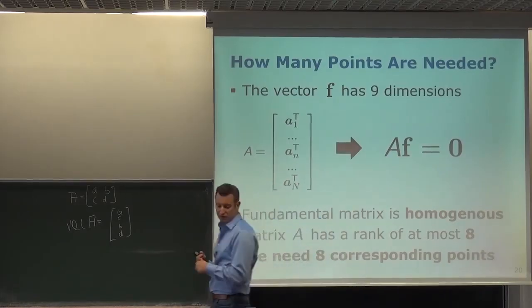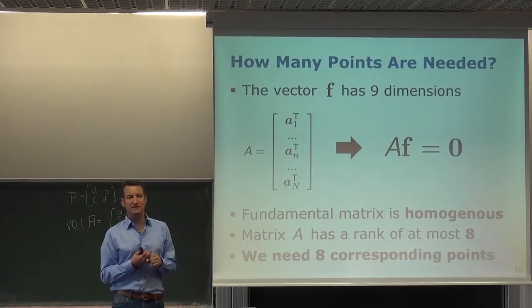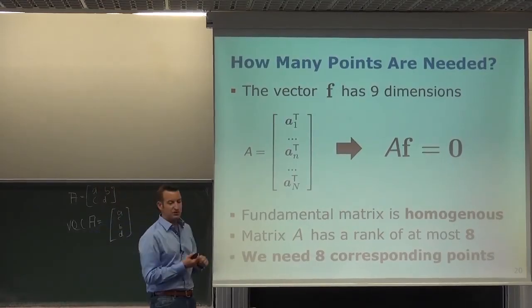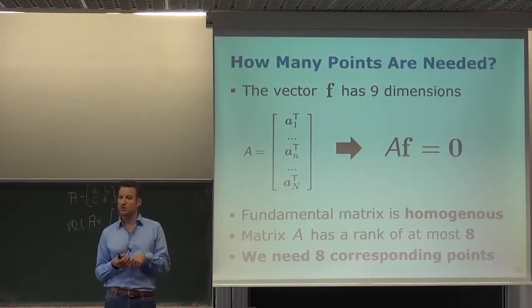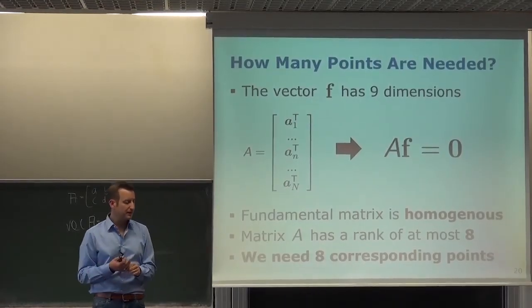We have this rank deficiency we also discussed. We can actually do better because we know that f has 7 degrees of freedom. So in theory, 7 should be sufficient. But for this approach over here, we stick with 8 corresponding points. And we'll discuss then how we can use the 7 corresponding points afterwards.